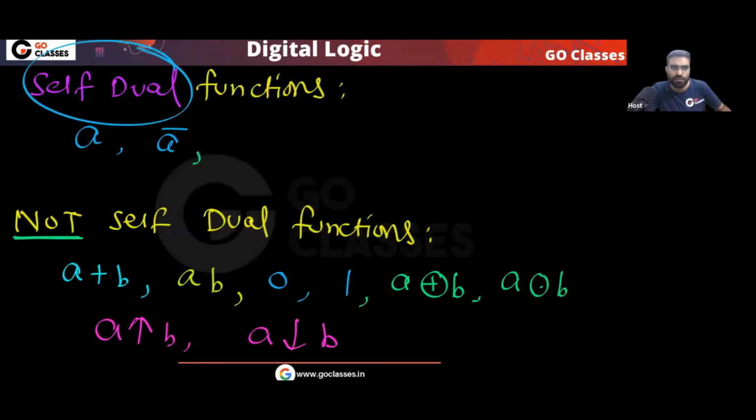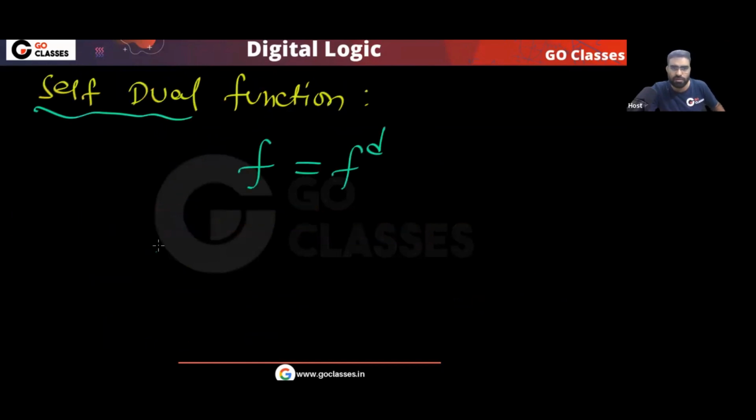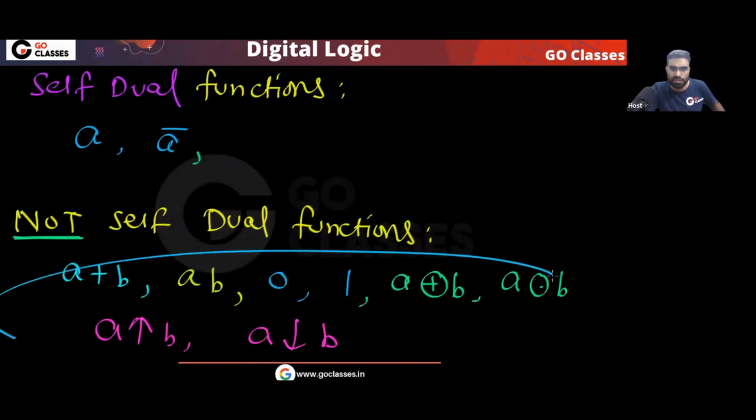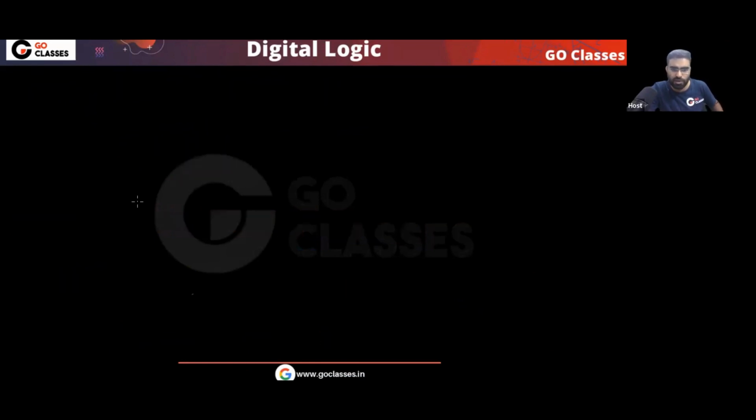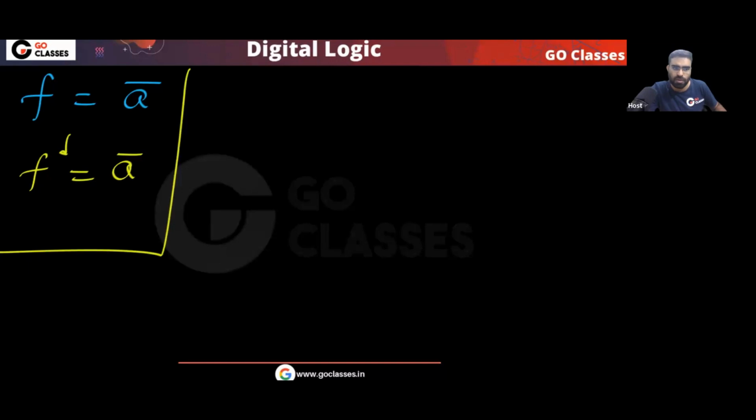We have already seen self-dual. A function is equal to its own dual, F is equal to F dual. This type of function is called self-dual. So you can see these functions are not self-dual, and these functions are self-dual. Consider F equal to A bar. What is F dual? That will be A bar. So F is equal to F dual. Yes or no? This is the definition of self-dual.